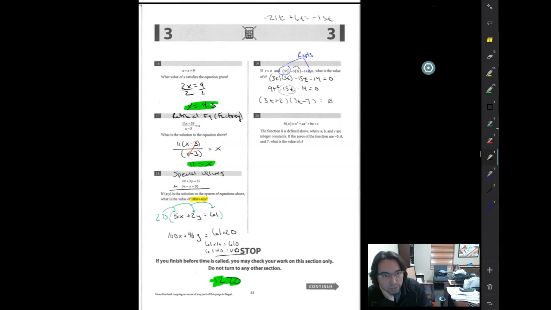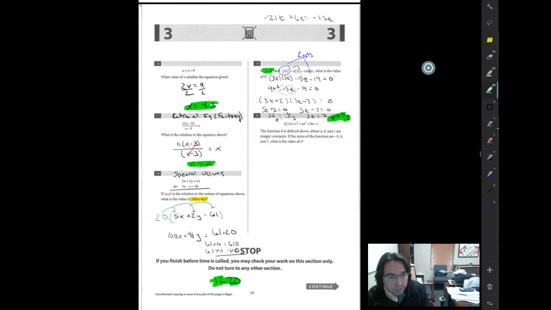So solving for this, we have 3t plus 2 equals 0, and 3t minus 7 equals 0. Here we get 3t equals 7, or t equals 7/3. Over here, this is going to be 3t equals negative 2, or t equals negative 2/3. So you can see the two answer choices we have. It says t is greater than 0, so this is the one we're looking for, because 7/3 is greater than negative 2/3.